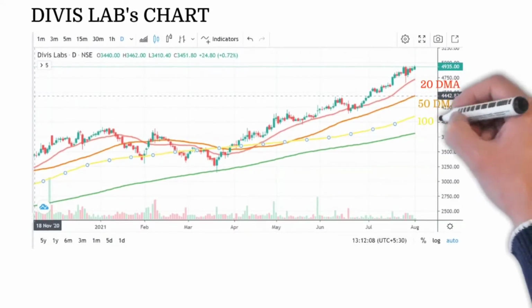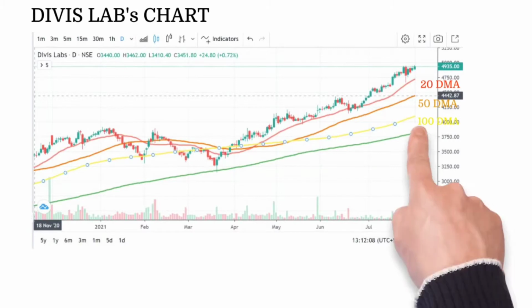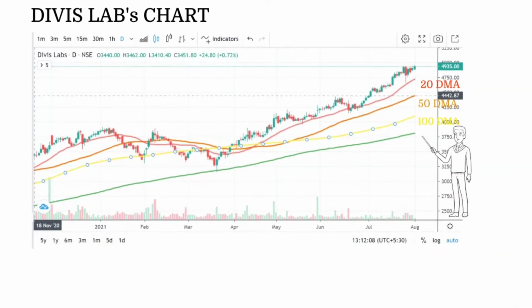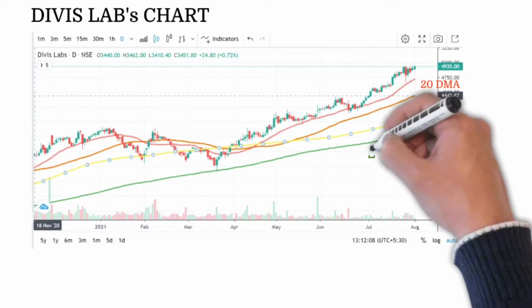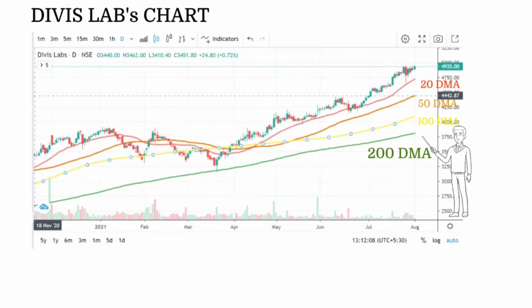And finally, our baseline, which is our favorite one to look at, which gives us a clear picture of 2 quarters. The 200-day moving average. This is very important. Why? Because this is where we buy the stock on dips. Now, as you can see, 20, 50, 100, 200, all of them are separated quite nicely. And that is a good indicator for us because it shows uptrend.